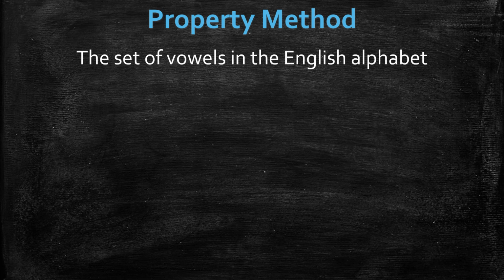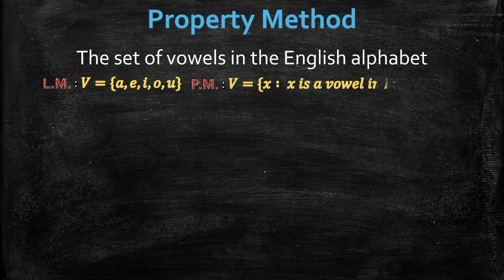If I first describe the set using the previous method, that means the listing method, I will write like this. Capital V is equal to A, E, I, O, U. You know A, E, I, O, U are the 5 vowels of the English alphabet. And if I write the same set using the property method, I will write like this. Capital V is equal to X such that X is a vowel in the English alphabet.